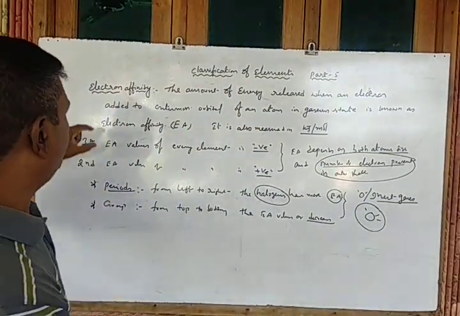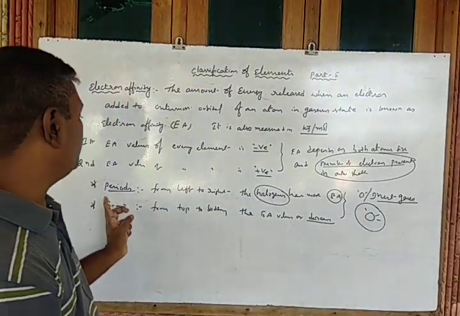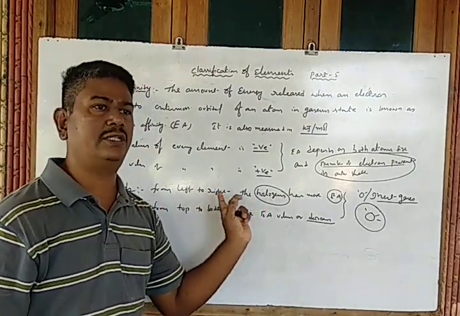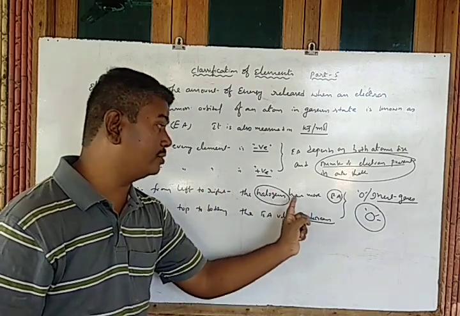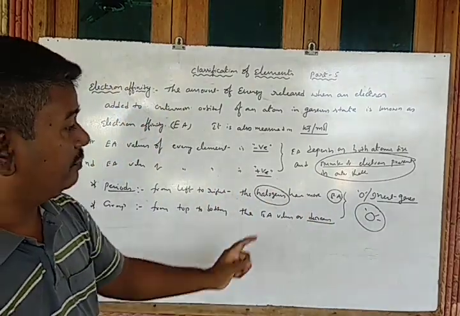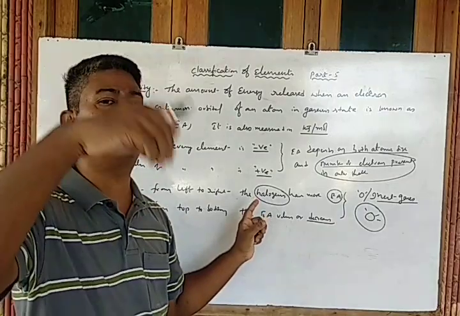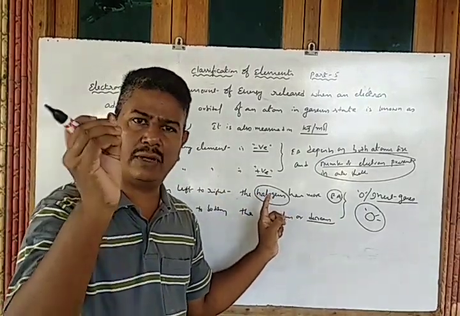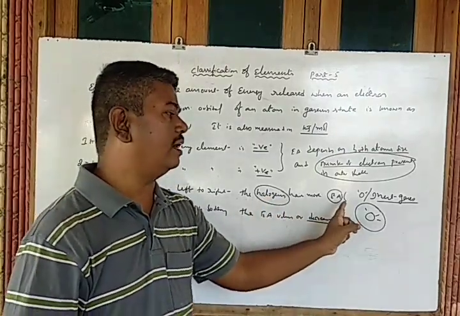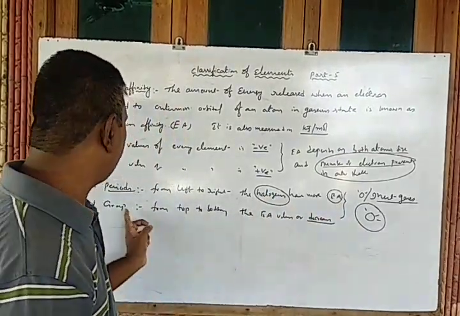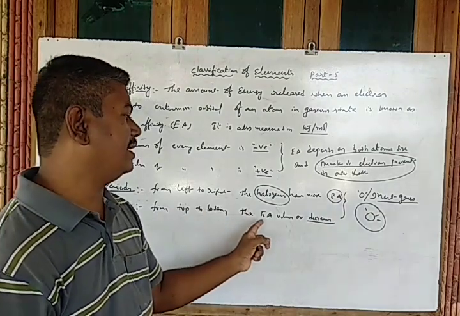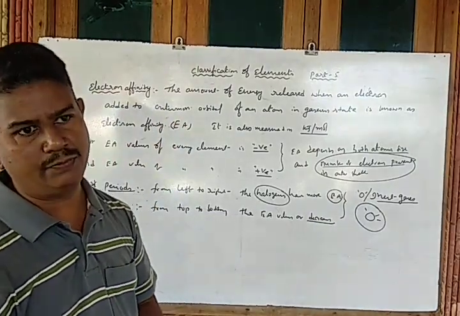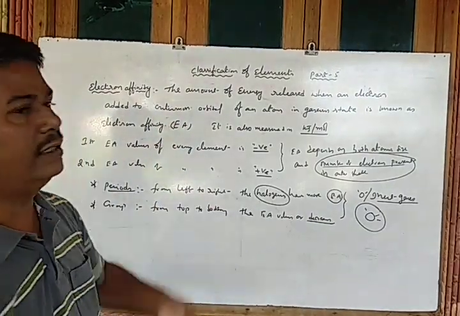Now, how does this property vary in periods and groups? From left to right, the ionization energy values and the electron affinity values are higher, and the halogens have more electron affinity values because they require one electron to get the octet configuration. Whereas in a group, from top to bottom, the electron affinity values decrease because the atomic size increases. So that is one of the properties of electron affinity.